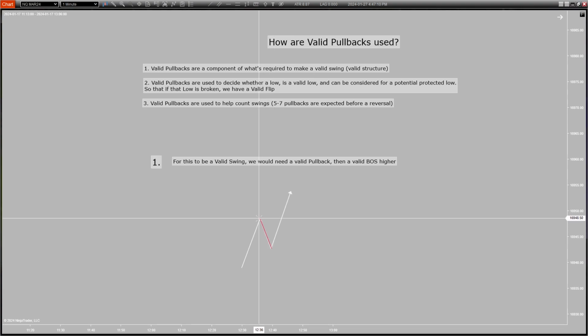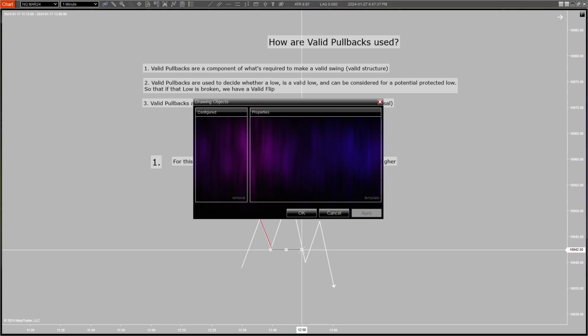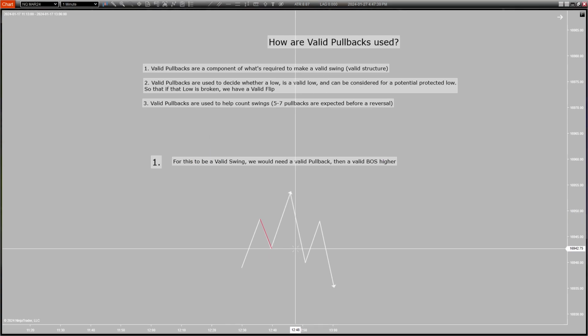This high was validated when we got the valid pullback, and this low was validated when we got the valid break of structure higher, along with it being the valid pullback. It's all combined, okay? And so what if price breaks lower, comes back, and gives you your flip reaction from the pullback? So what we need to use valid pullbacks for is to determine whether it's a valid low, so it can be a valid flip, right? Right there.